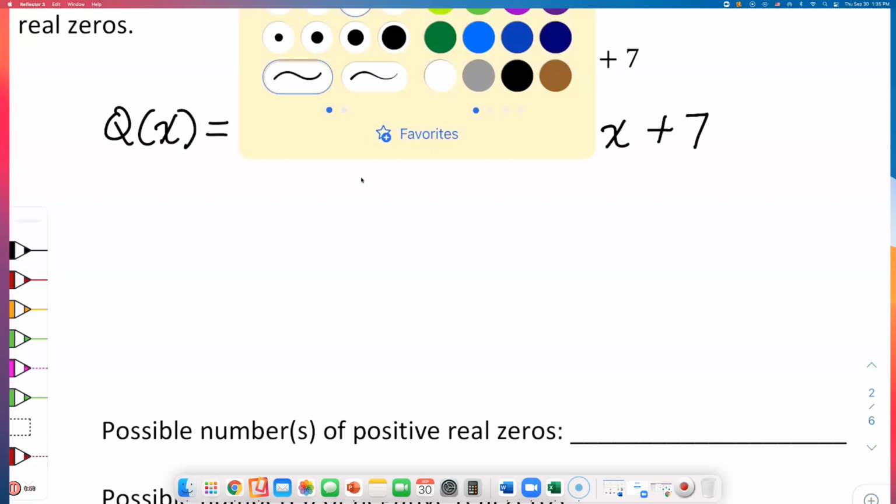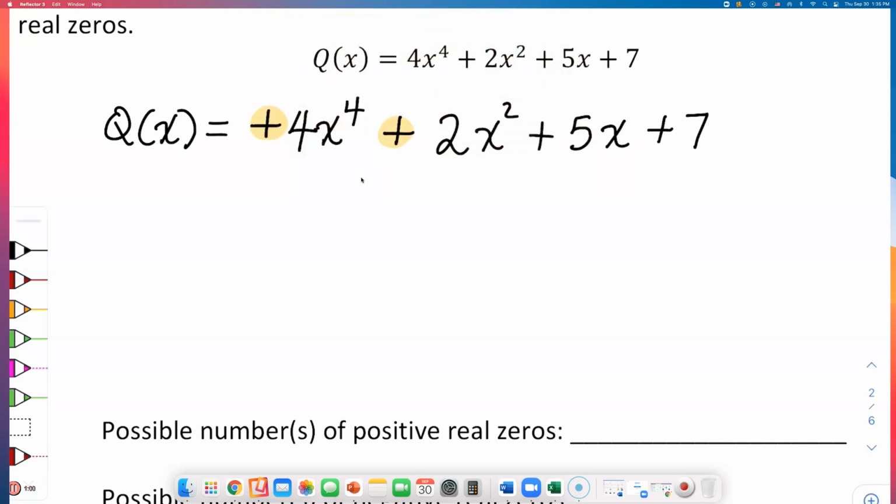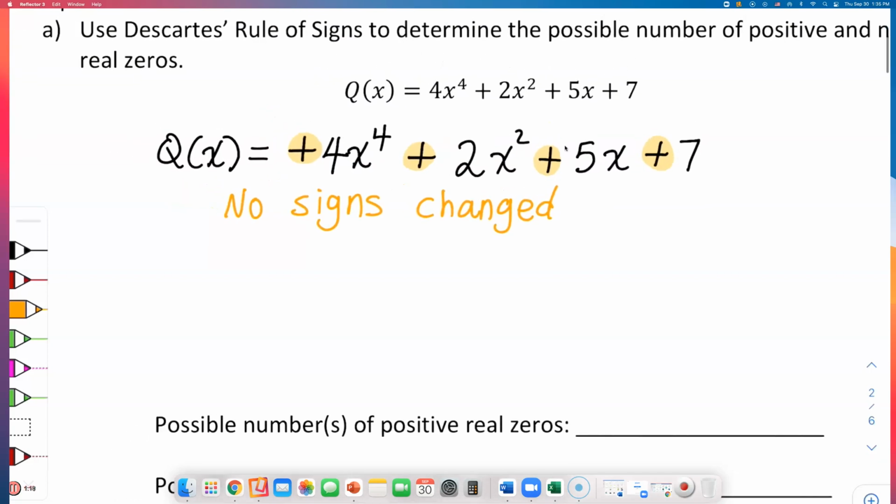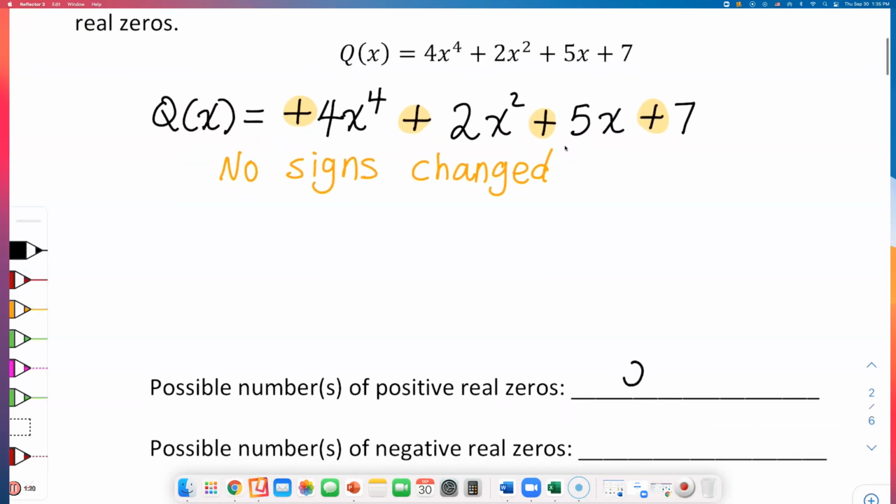Did you notice that this function does not have any sign changes? All signs are plus, plus, plus. So no signs changed. If that happens, the possible number of positive real zeros has to be 0. It's not going to have any positive real zeros. I'm going to show you another one. I'm going to do the positive real zero cases first. So when there is no sign change, you're not going to have any positive real zeros.